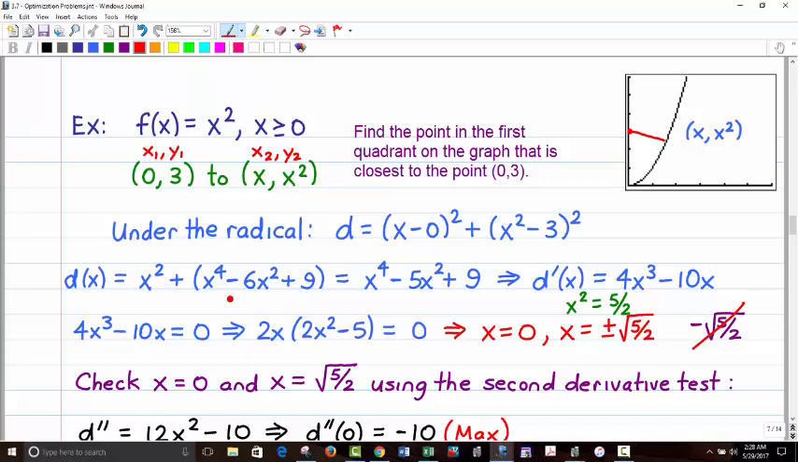There are a couple of x squared terms that are like terms. You can put those together. And notice we're saying that x is greater than or equal to 0.